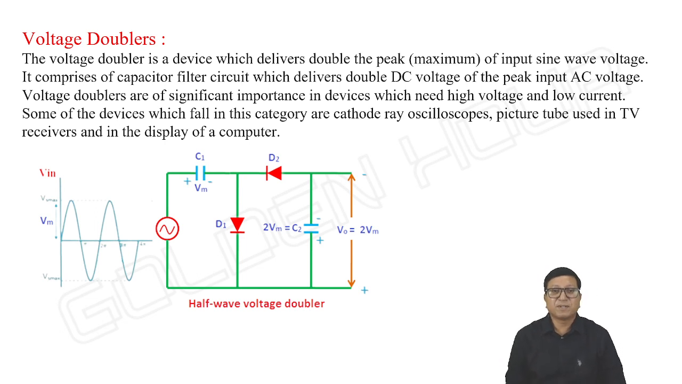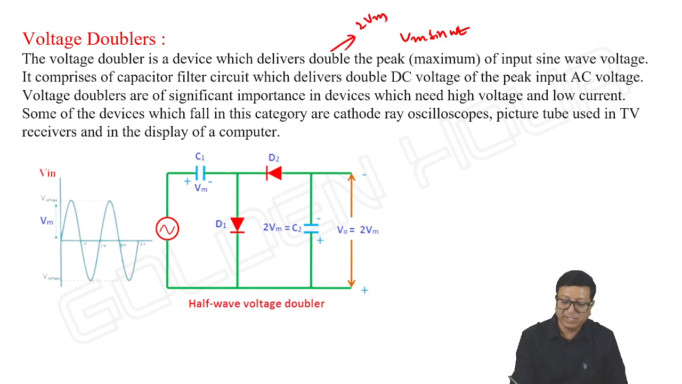See, a voltage doubler is a device which delivers double the peak or maximum of the input sine wave amplitude. If the input peak amplitude is Vm, then its output is 2 Vm. That's the meaning of it. It's a DC signal, right? 2 Vm. It is a DC signal. What does it contain? It comprises a capacitor filter circuit which delivers double the DC voltage of the peak input AC voltage.